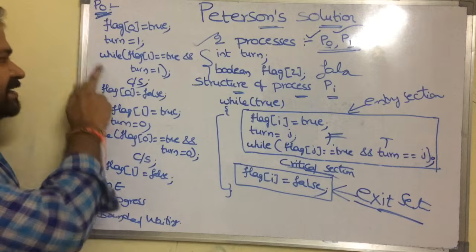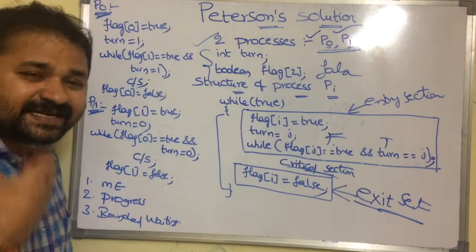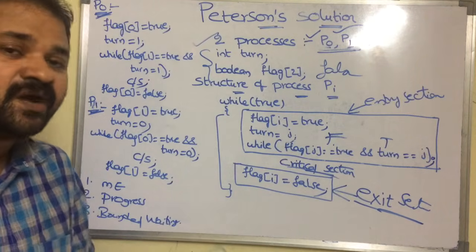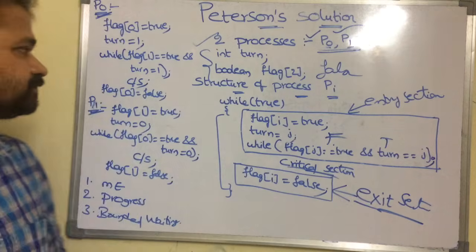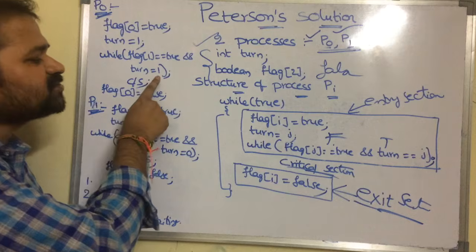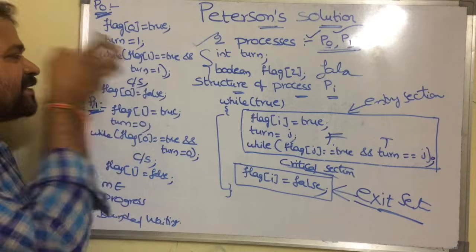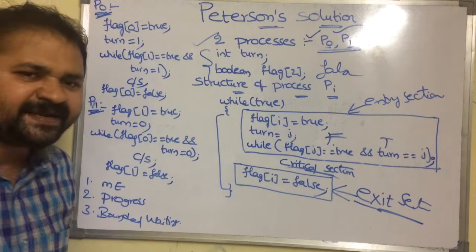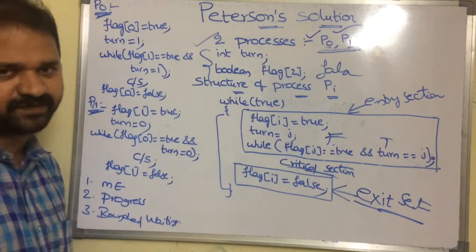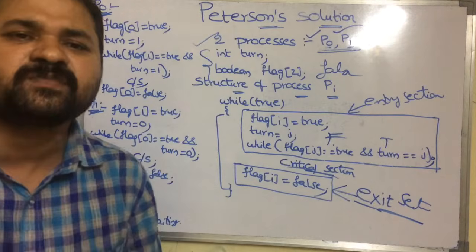Next, P0 is checking whether P1 is interested to enter into the critical section or whether P1 is already in the critical section or not. So while flag of 1 double equal to true and turn double equal to 1, if these two conditions are true, then it specifies that P1 may be in the critical section or P1 is interested to enter into the critical section. So the P0 process has to wait until P1 process comes out from the critical section.